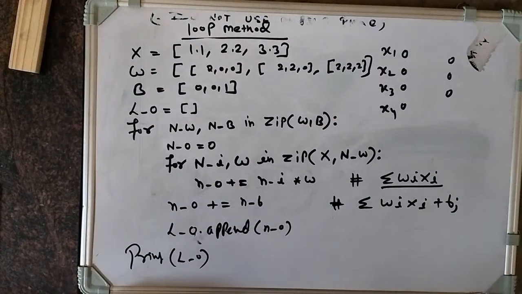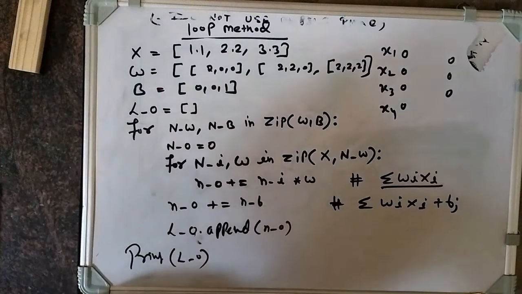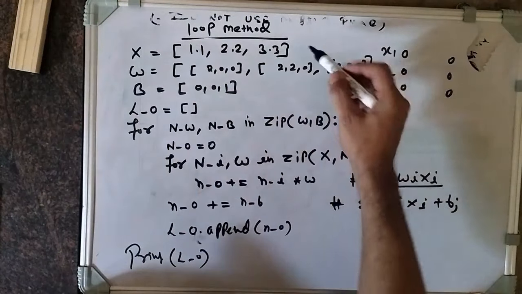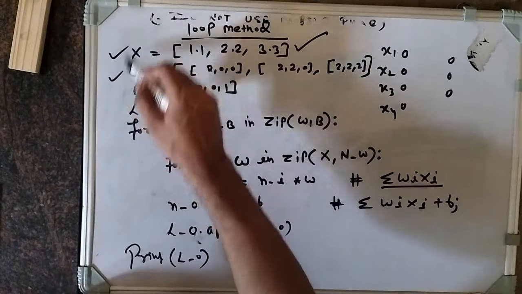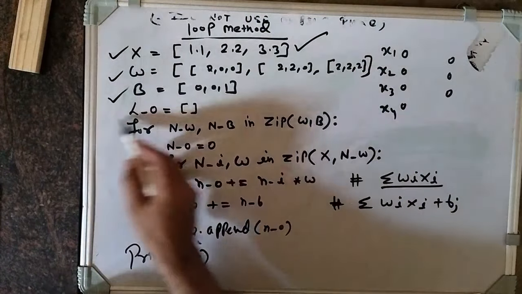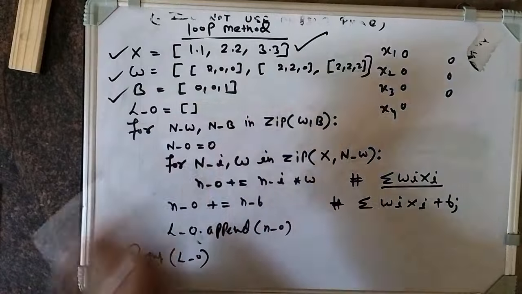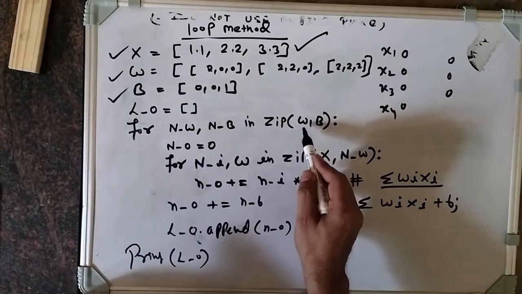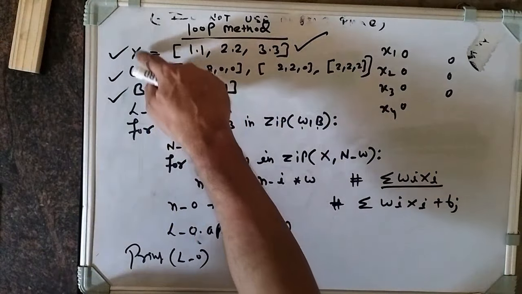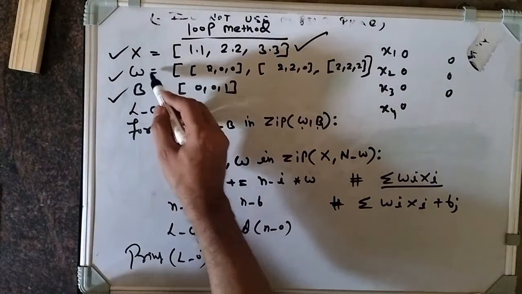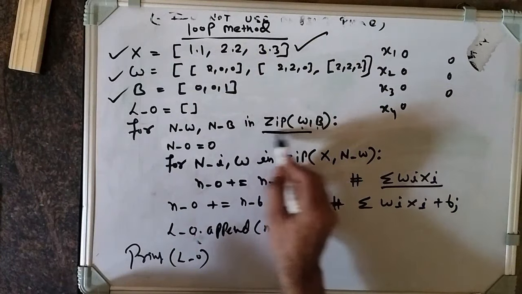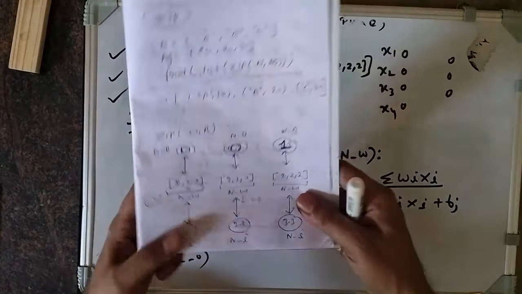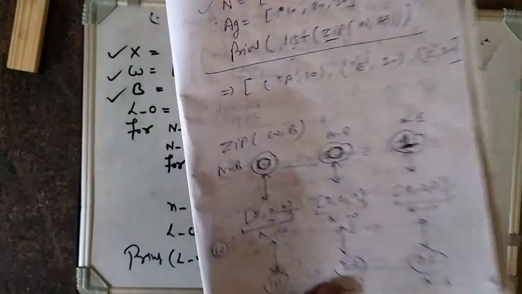Now see, I have written this one. Number first I have written, this is my list, this is my list, this is my list. Now I initialize one empty list. I am writing for NW, means weight and bias. My weight and bias are these. So I am zipping. What is the meaning of this? Now see here, if you are able to listen.